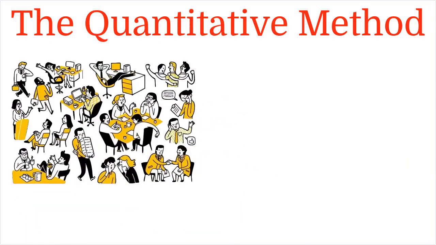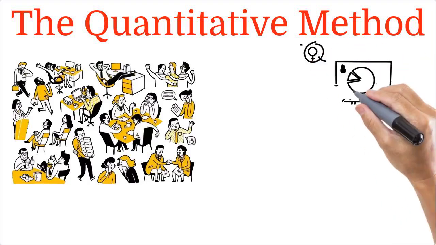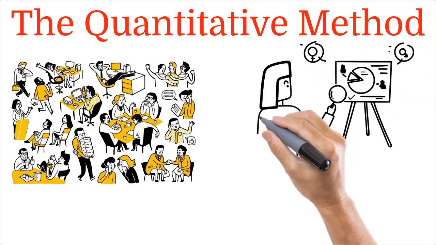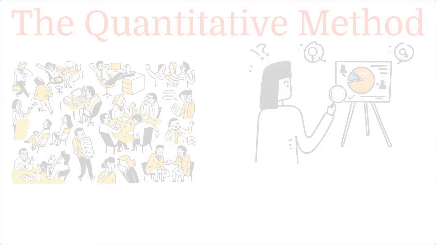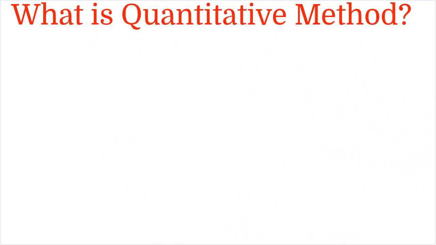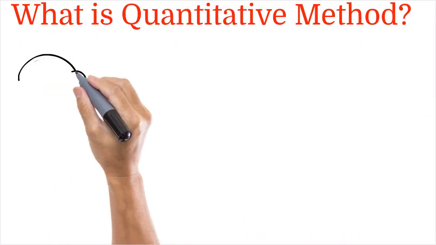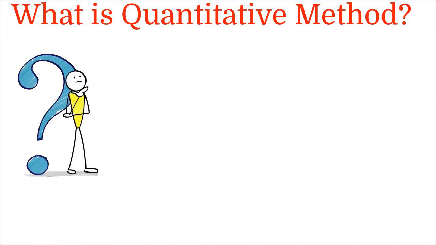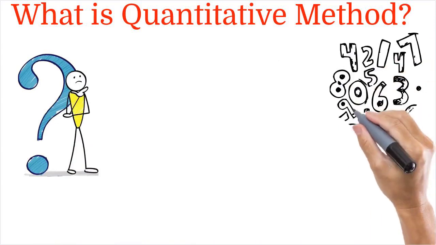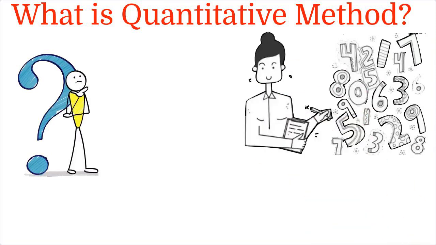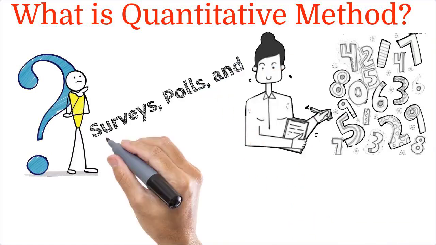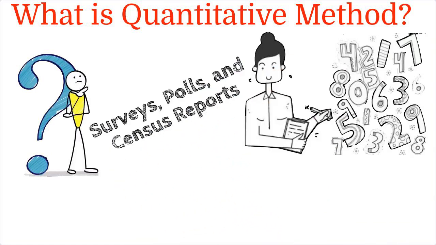Yup, we're talking quantitative methods in sociology. Sounds scary? Don't worry, we're about to make it super easy, fun, and totally not boring. Let's go. So what exactly is the quantitative method? It's basically when sociologists use numbers and statistics to understand how society works. It's about collecting data that can be measured, counted, and compared. Think surveys, polls, and census reports, not just hunches and guesses.